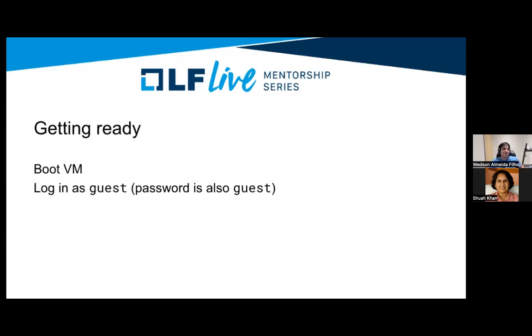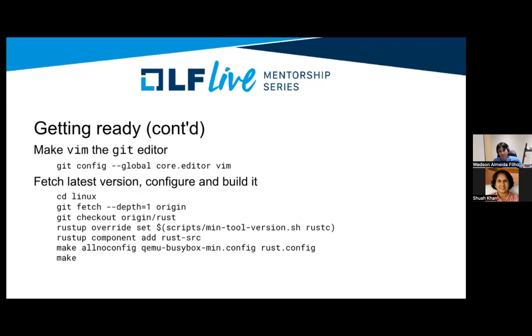Getting started, the first thing I'd like you folks to do, the ones that are actually going to try to follow along and reproduce it, is to boot the VM and log in as a guest. That's the first thing. And then I'd like you to run this command. The first one is really optional. It's just to highlight the screen. Setting Vim as the editor for when we commit things. And then the other commands are for fetching the latest version. I do the depth one here to reduce the amount of things to download.